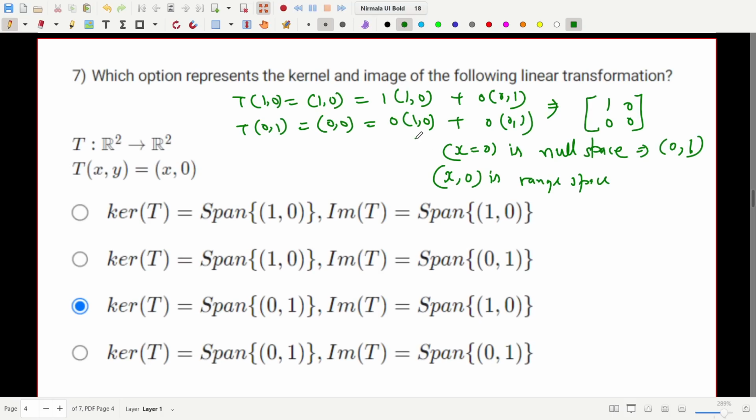Which option represents the kernel and image of the following linear transformation? T from R2 to R2 defined by T(x, y) = (x, 0).